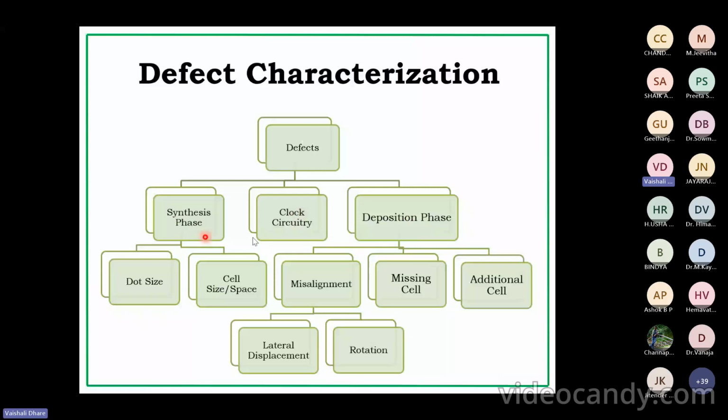Next, you cannot ignore the clock circuitry. As stated, each cell must have the clock. Beneath that silicon substrate, there are silicon nanowires. They provide a clock signal to each and every cell. So there may be a possibility of defects in the clock circuitry as well, and you cannot ignore this one. So broadly, I can say that the defects are classified as synthesis phase defects, clock circuitry phase defects, and deposition phase defects. So talking about the synthesis phase defect, what happened?